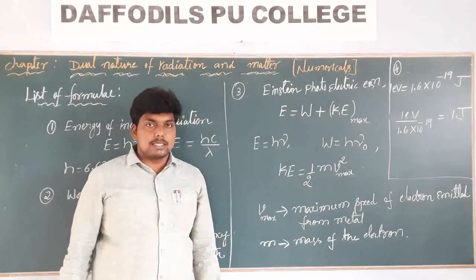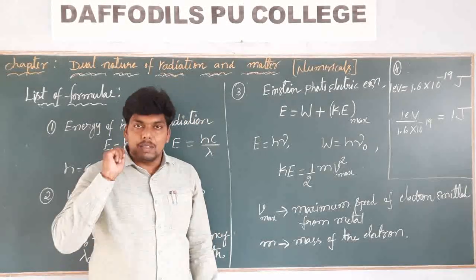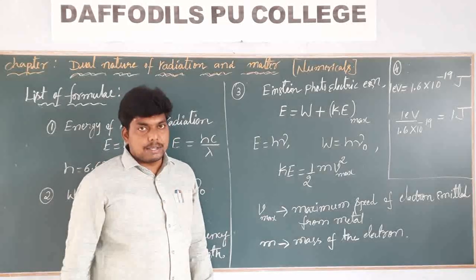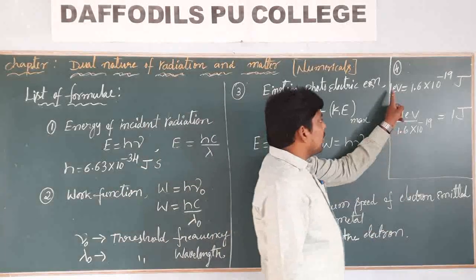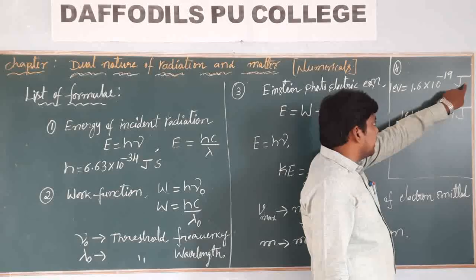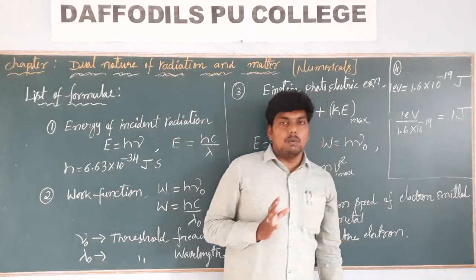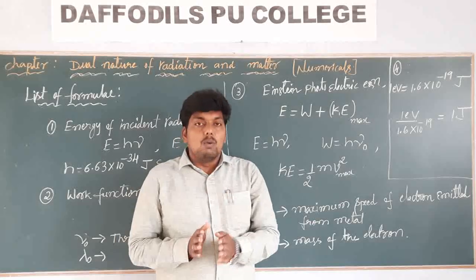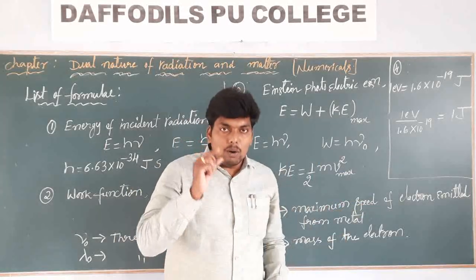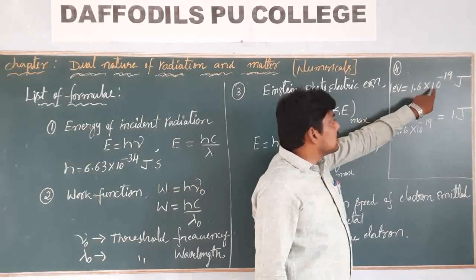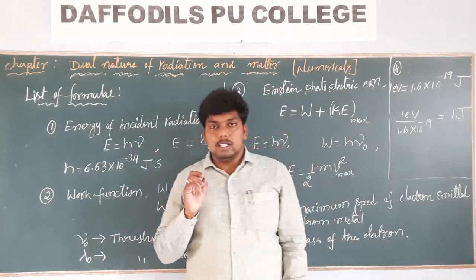Electron volt is not the SI unit of energy or of the work function. When you want to convert the quantity to the SI unit, we use 1 electron volt is equal to 1.6 into 10 to the power minus 19 joule. If you want to convert the work function or energy from electron volt to joule, you just have to multiply that value with 1.6 into 10 to the power minus 19 joule.